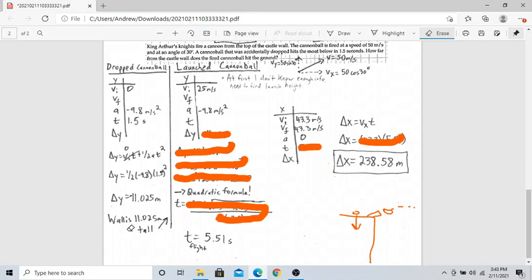Once I know that, I'm in business because I can take that value and put that in the launched cannonball chart, because I know the launched cannonball is going to end up traveling the same delta y as the dropped cannonball. Again, it needs to be negative because this is measuring the change between the final and initial position.